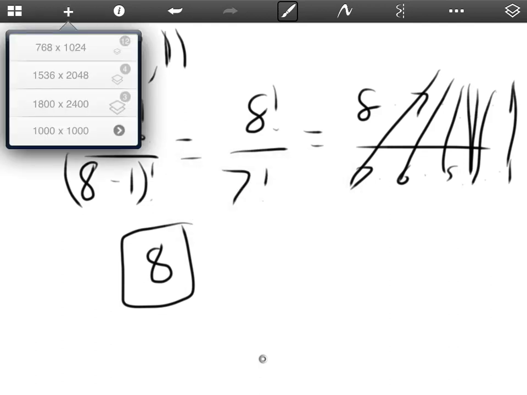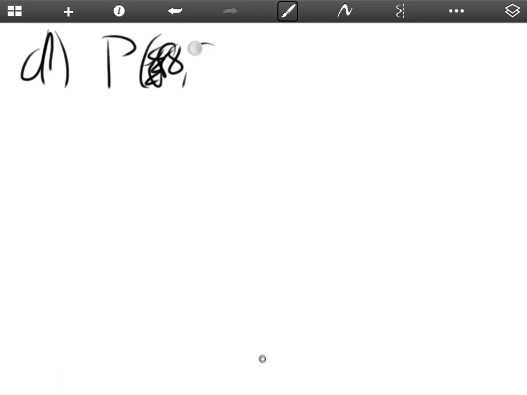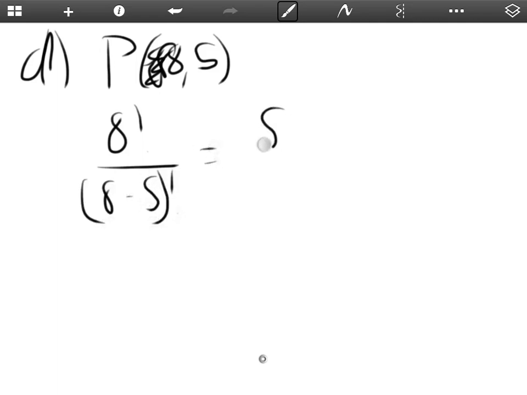Let's do number 5, what is it, 5D? It's part D. P of 8, 5. So you're going to do 8 factorial over 8 minus 5 factorial, which is 8 factorial over 3 factorial, which is 8 times 7 to 4.